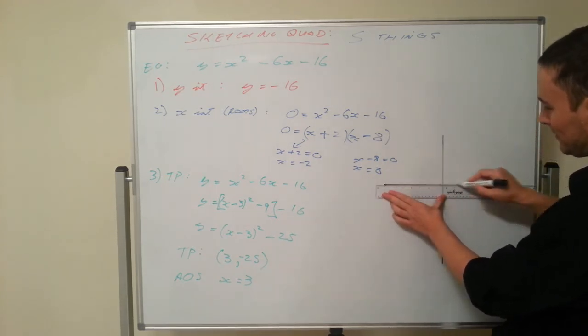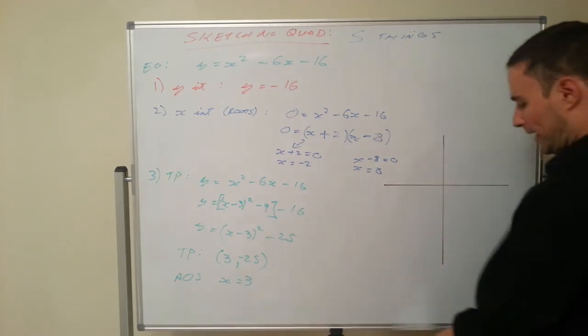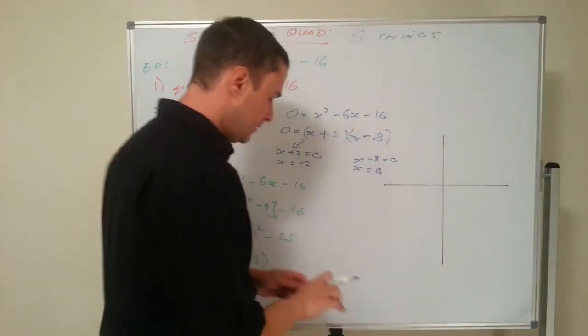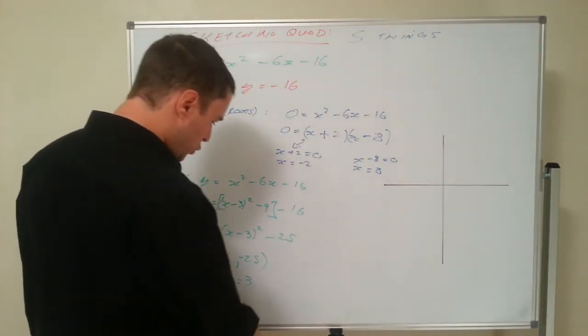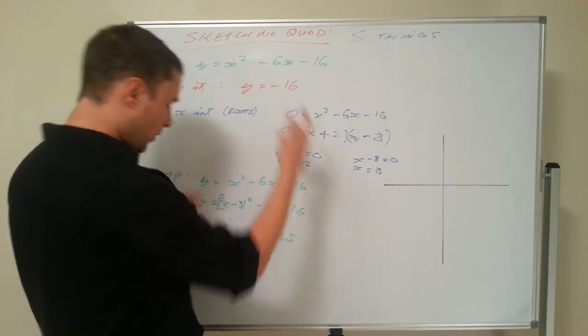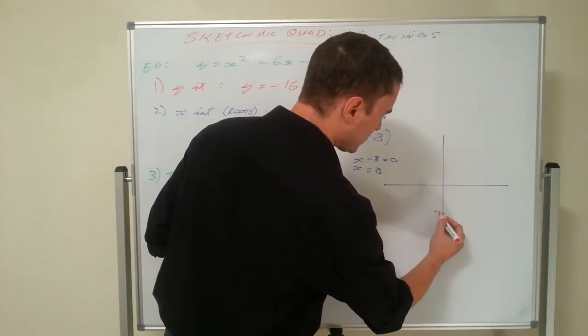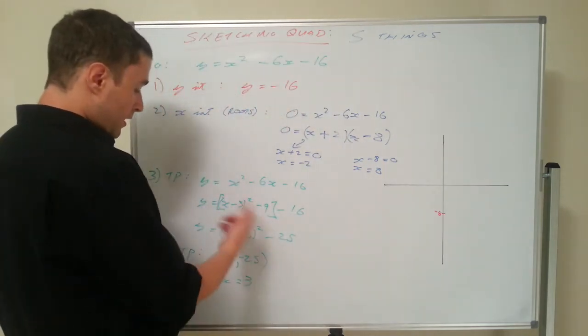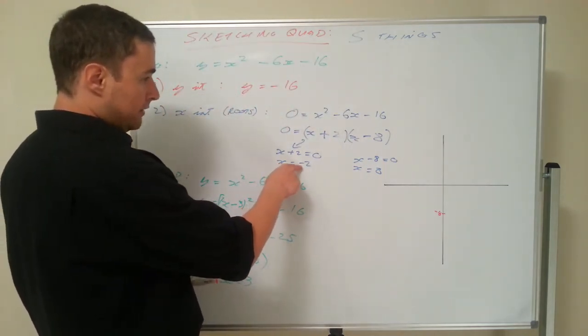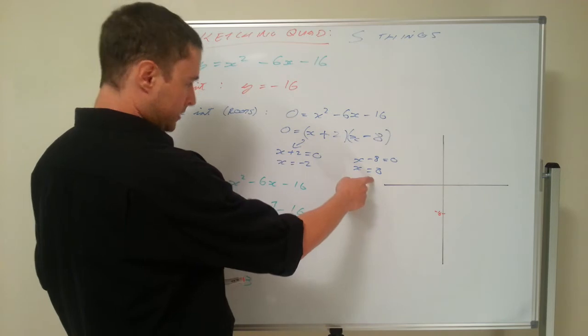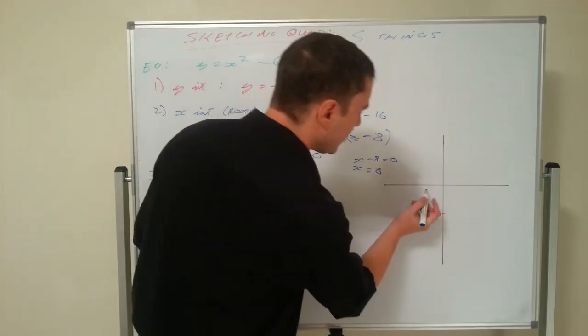Don't be lazy with this. Grab your ruler, draw yourself an XY axis, okay? Alright, and now put in the points. Show your things. Firstly, the y-intercept, negative 16. Negative 16, it's about there, negative 16. Right? The x roots, negative 2 and 8. So the one root is negative 2.